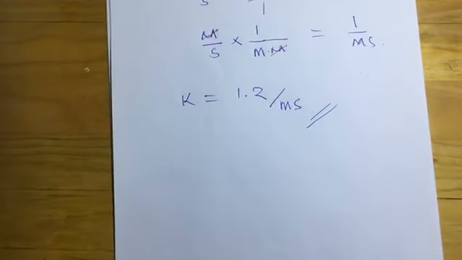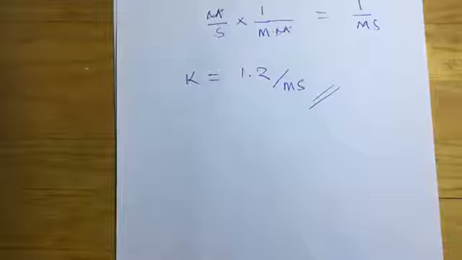You're done. You are done. That's a full question on chemical kinetics. All right, so that's that. So quick revision. Know what rate is. Rate is change in amount divided by time.